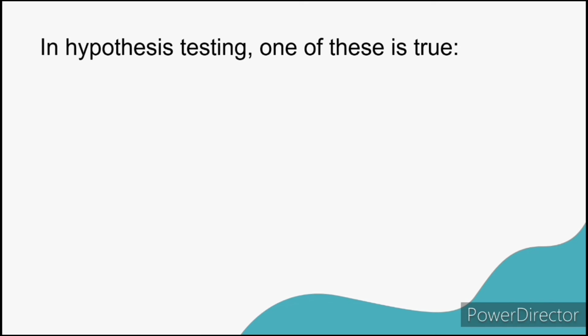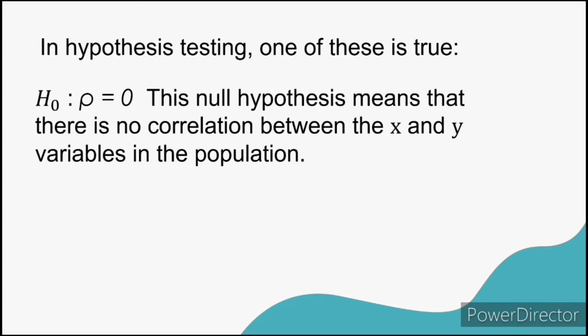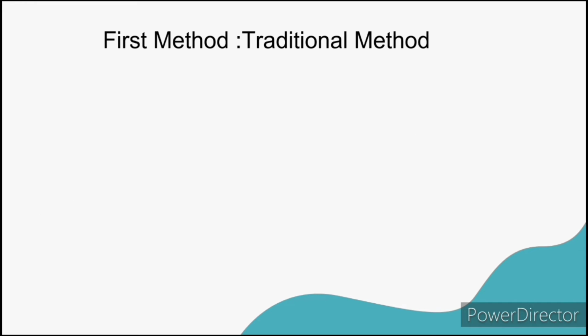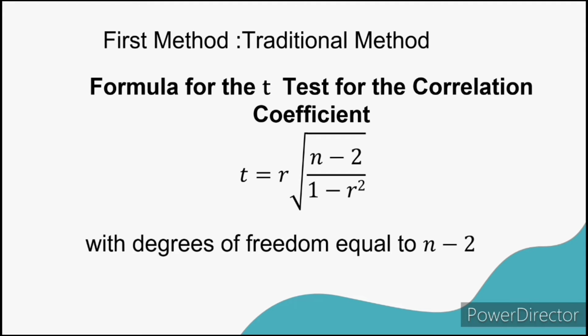In hypothesis testing, one of these is true. Null hypothesis is rho is equal to 0. This null hypothesis means that there is no correlation between the x and y variables in the population. Alternative hypothesis is rho is not equal to 0. This alternative hypothesis means that there is a significant correlation between the variables in the population. Let's now do the hypothesis testing with our first method, which is the traditional method. So this is the formula for the t-test for the correlation coefficient with degrees of freedom equal to n minus 2.